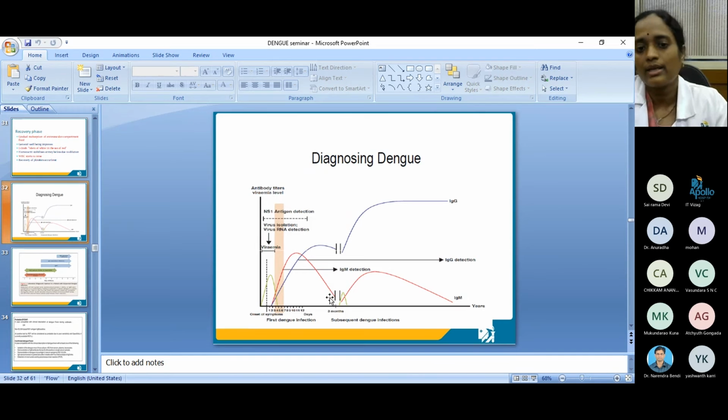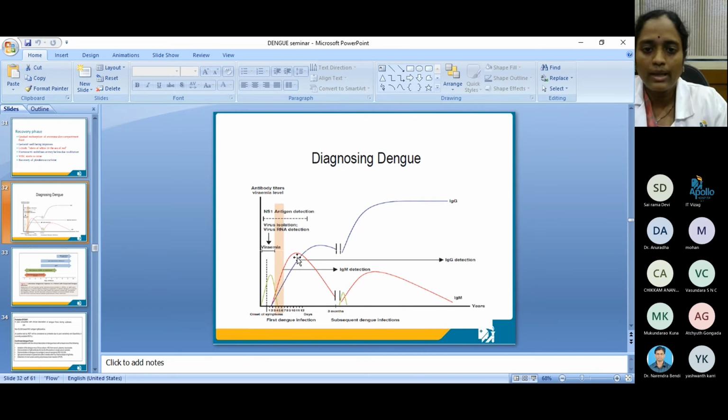So what are the tests that I need to send to confirm that my patient has dengue, and at what time? This is very important for all of us. In the initial viremic phase, if I'm able to detect the virus, that is very good. The virus is detected by RT-PCR. The NS1 is the antigenic protein of the virus, which is also detected during the initial phases of the infection. So these are definitive tests for the detection of the virus.